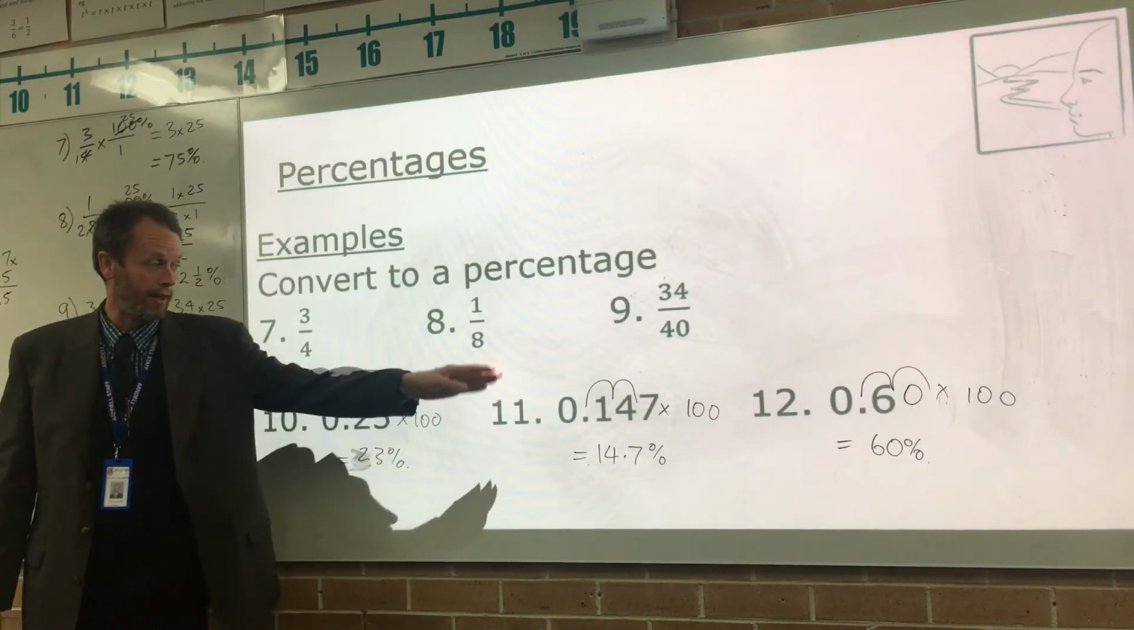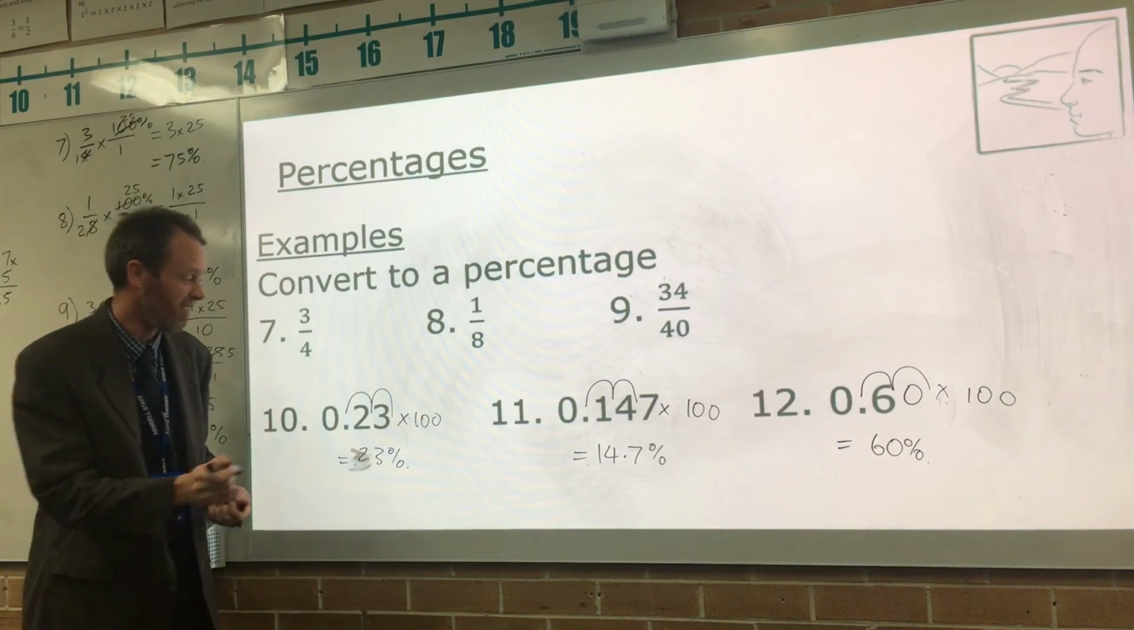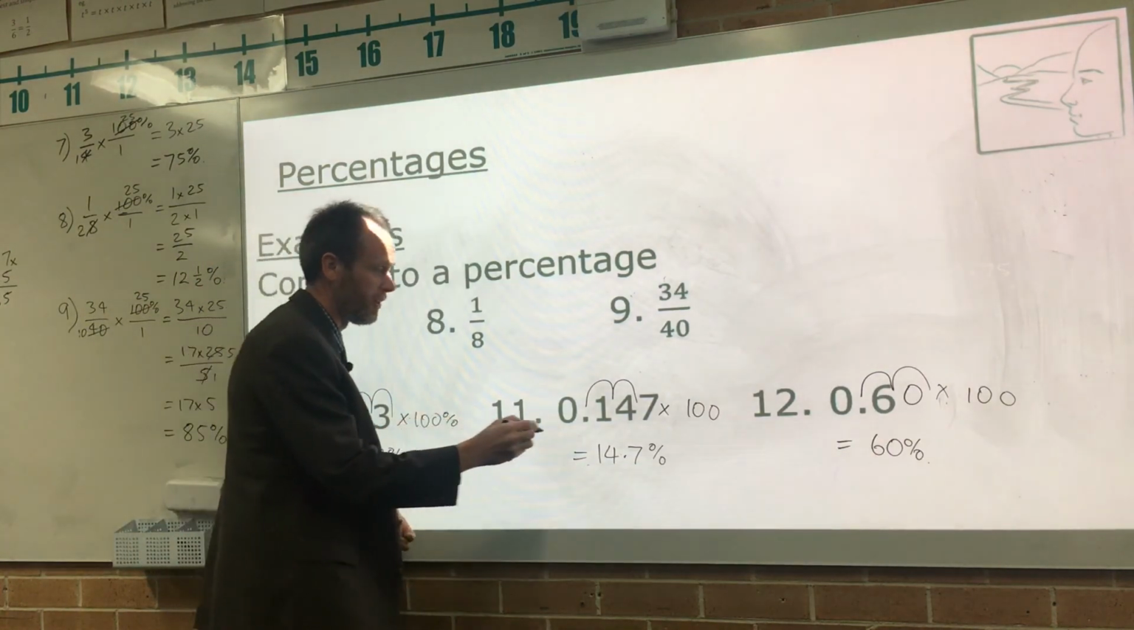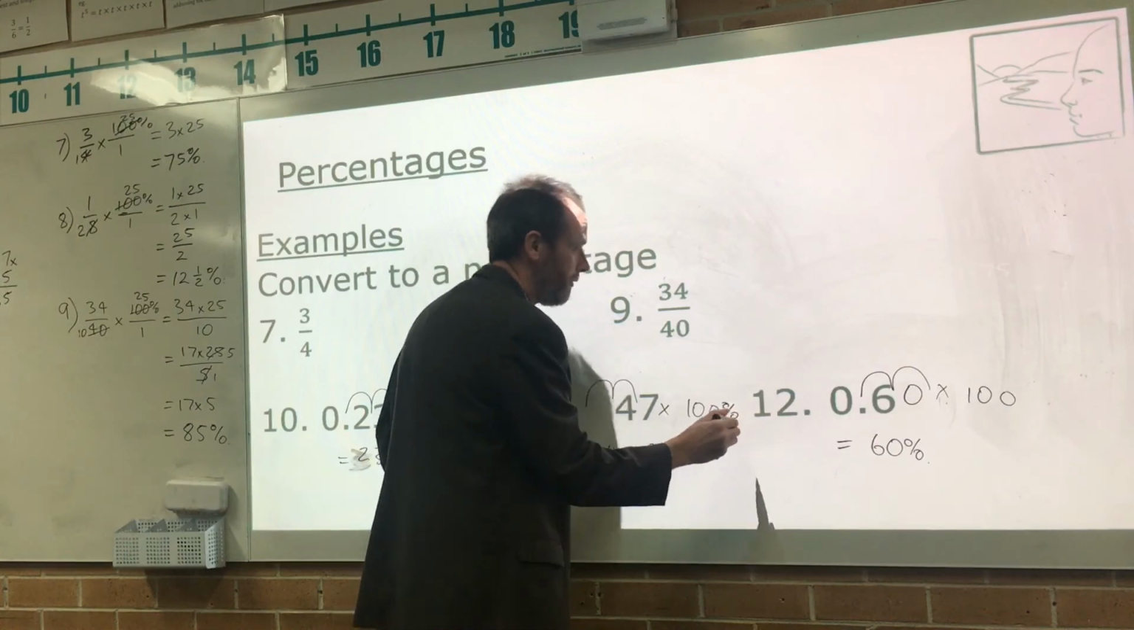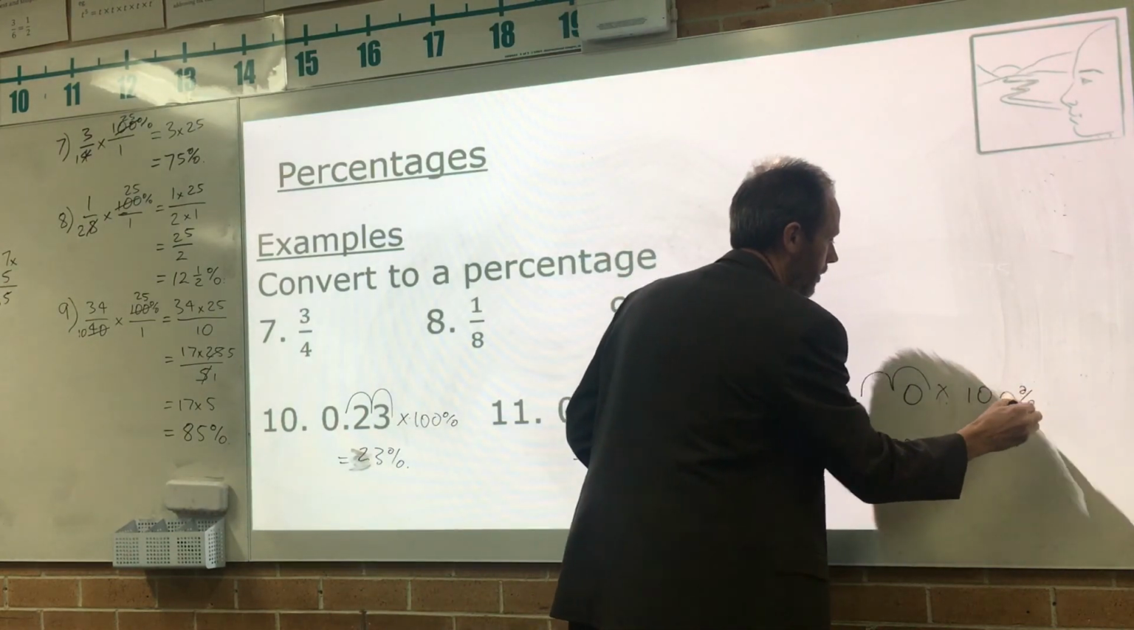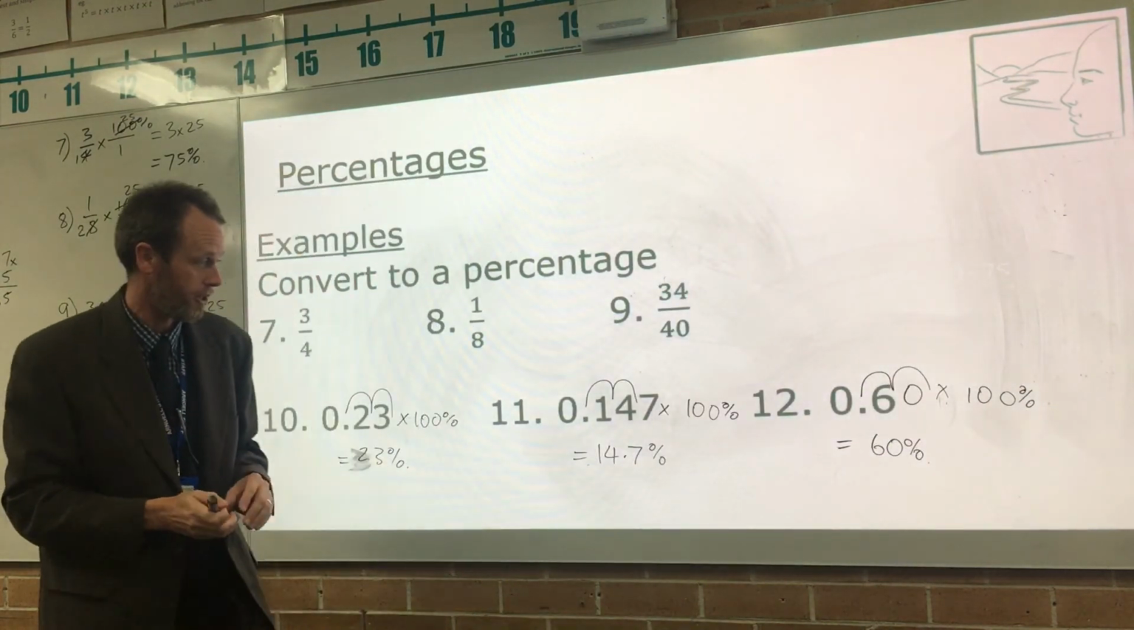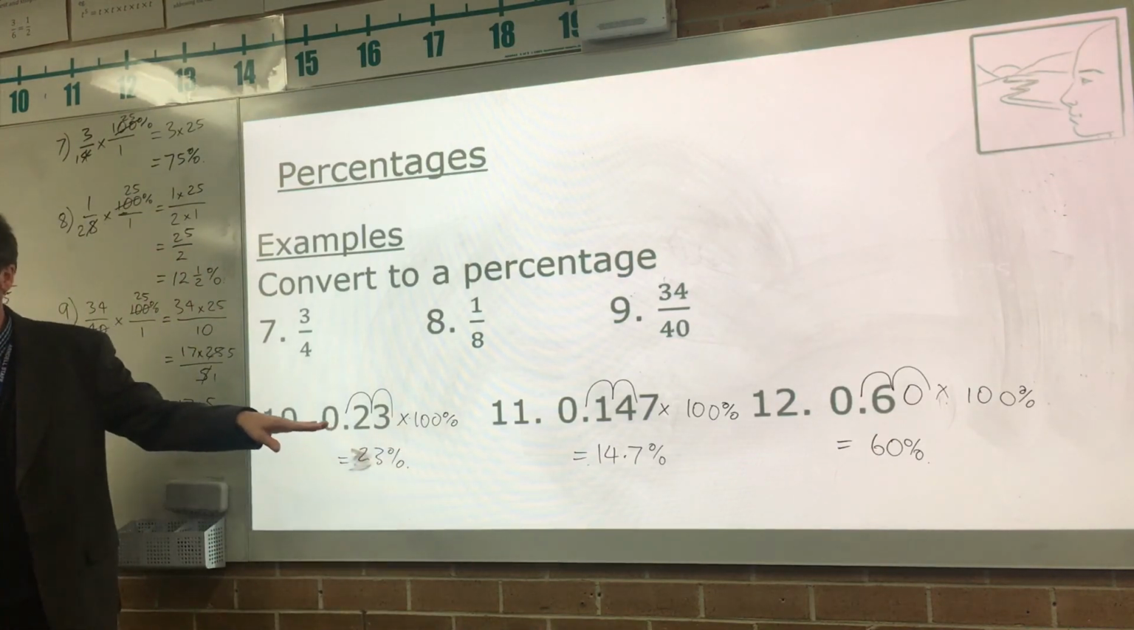So we multiply by 100 again. It's actually, technically, 100%, isn't it? Because we're not changing the value of it, but we're multiplying by 100% to get it as a percentage. So that's how you do those.